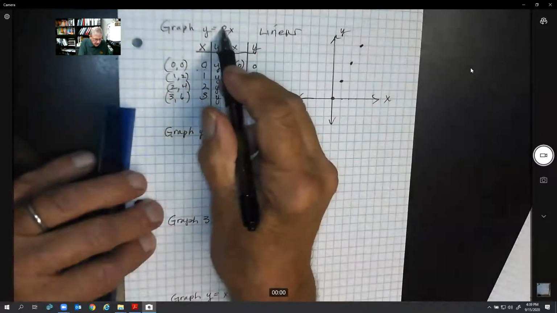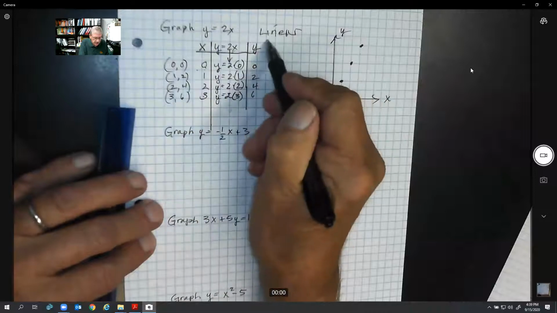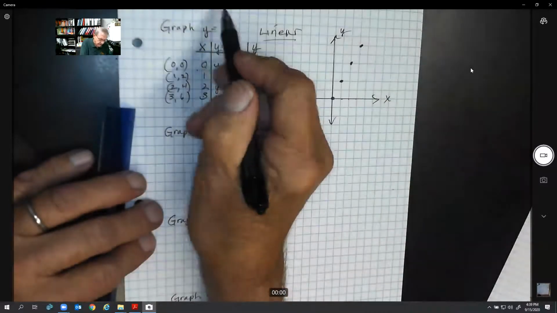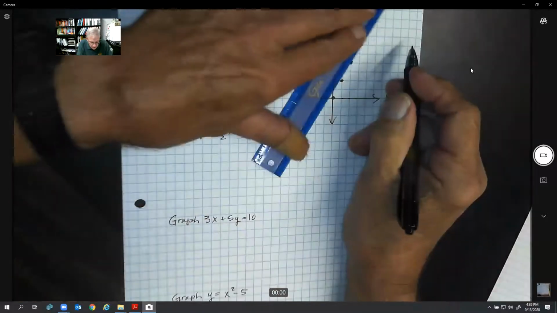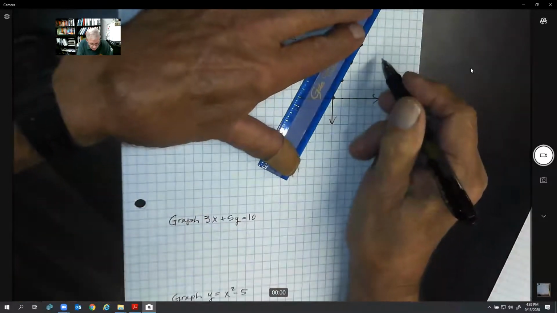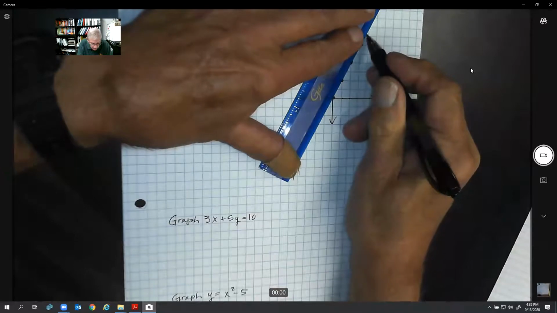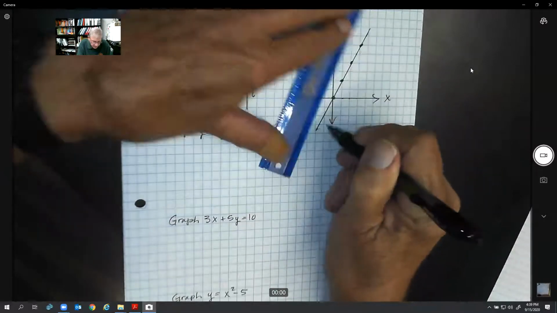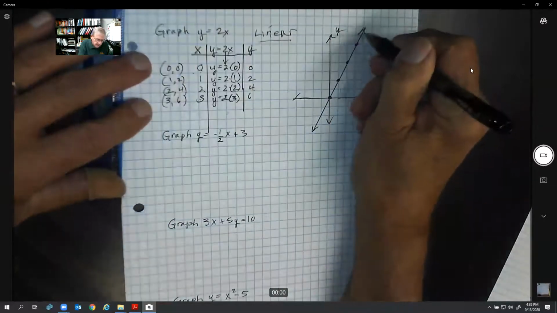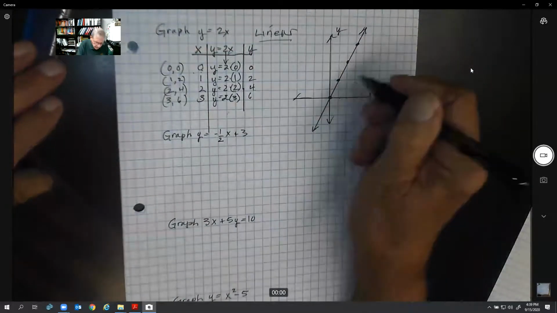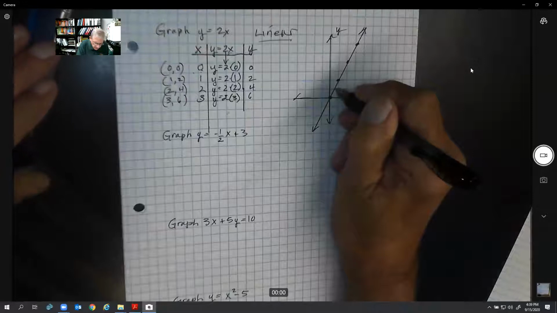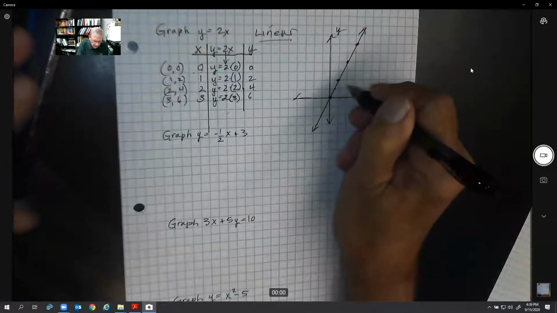And equations that don't have any powers, or they're basically a power of 1, are going to be linear equations. And so this is linear, and it just is going to keep on going. So we want to identify that with arrowheads to show that this is just a portion of that graph. And every point, like here, 1/2, 1, is a point on the graph.